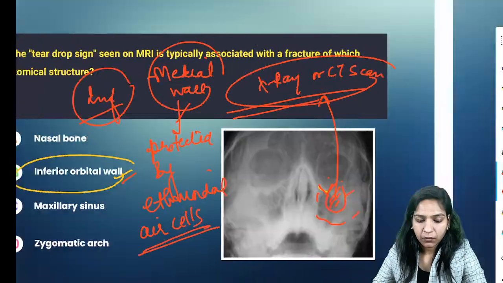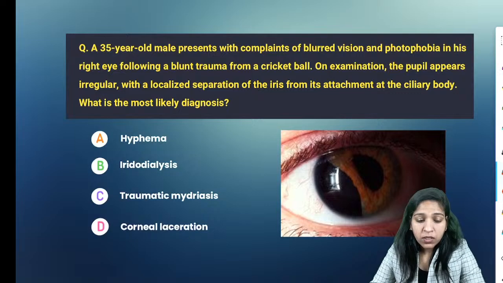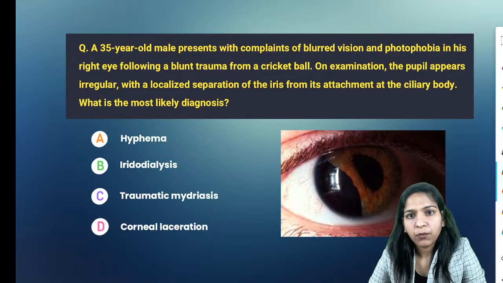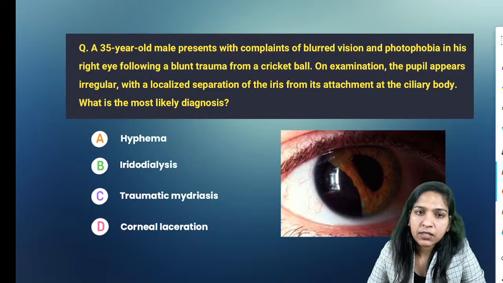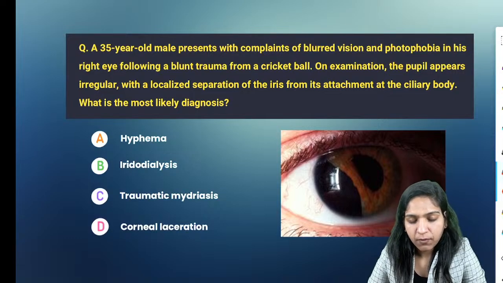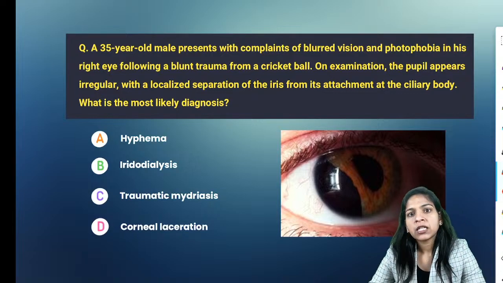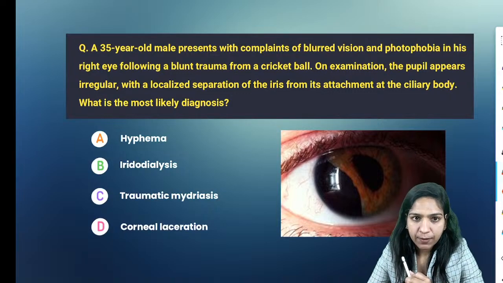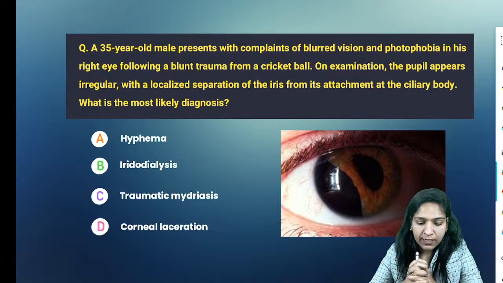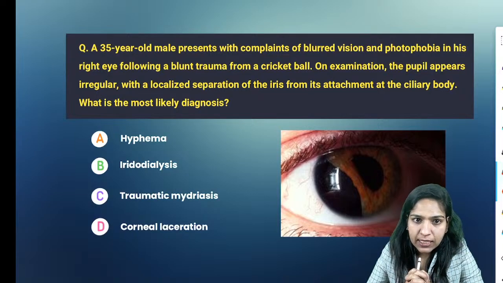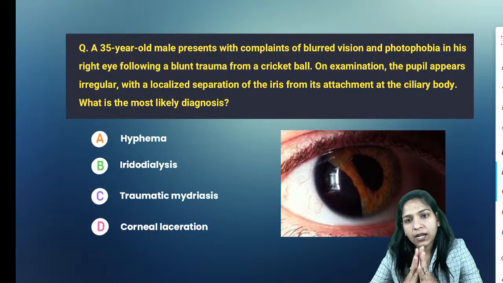Right? Now, the next question was, a 35-year-old male presented with a complaint of blurred vision and photophobia in his right eye following a blunt trauma from a cricket ball. On examination, the pupil appears irregular with localized separation of the iris from its attachment at the ciliary body. What is the most likely diagnosis? Right, so the options were hyphema, iridodialysis, traumatic mydriasis, and corneal laceration.